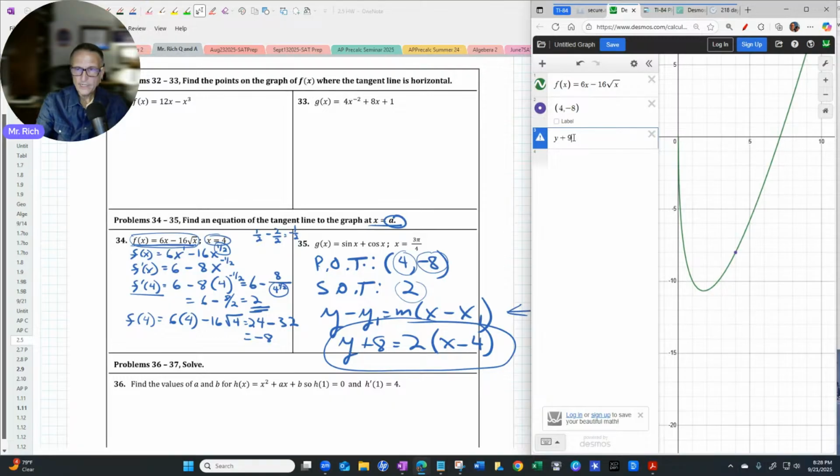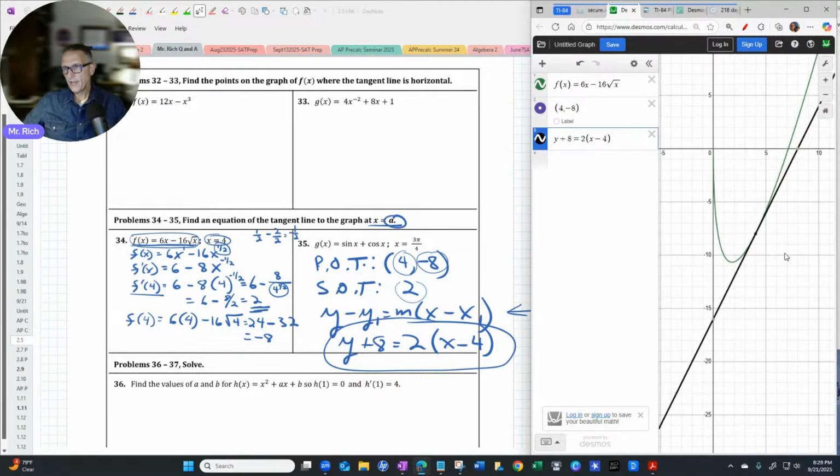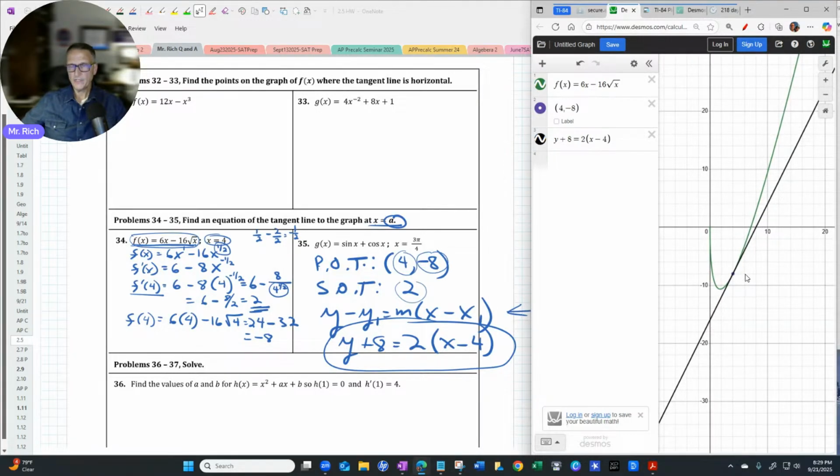y plus 8 is equal to 2 times x minus 4. And indeed, you can see that that black line, which is the equation of the line that we came up with, is the tangent line. It does hit that curve at one point, (4, -8), and keeps going. If you zoom out, you can see that that does look like what we call a tangent line, hitting the curve at only one point.